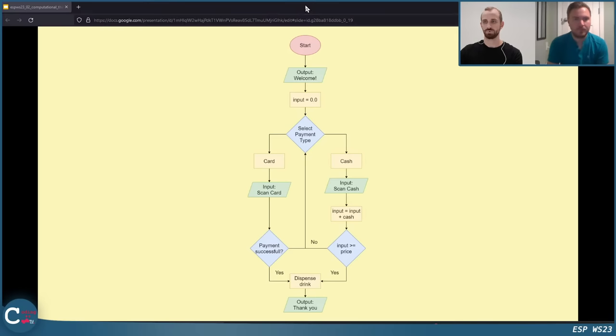Sure. So, of course, if you're finished with one transaction, the next one should be able to buy another one. Exactly. As I said, very simple representation of this process.